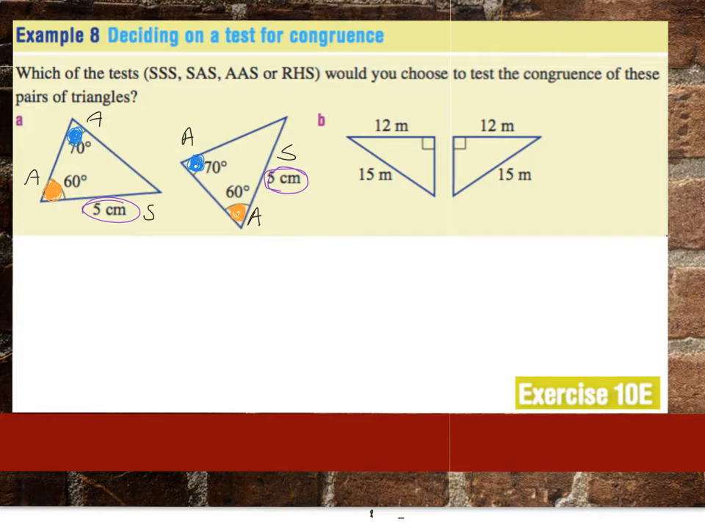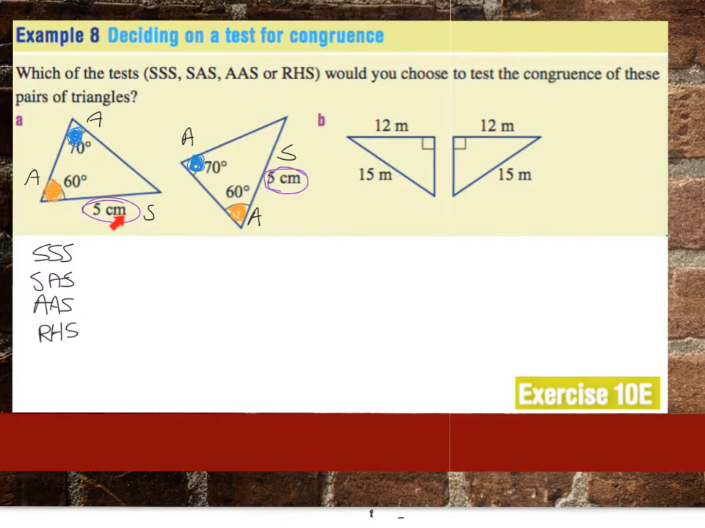Now if they don't show me this in the exam, I need to know them. So a good thing to do is to quickly start off. If you know them in order, it's easy to remember. It is side, side, side, side, angle, side, angle, angle, side, and right angle, hypotenuse, side. Now if I look at what they've given me, angle, angle, side.